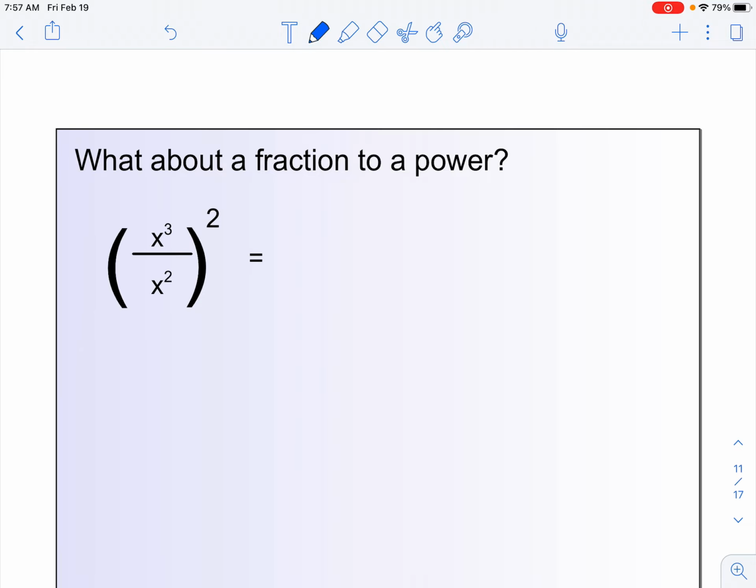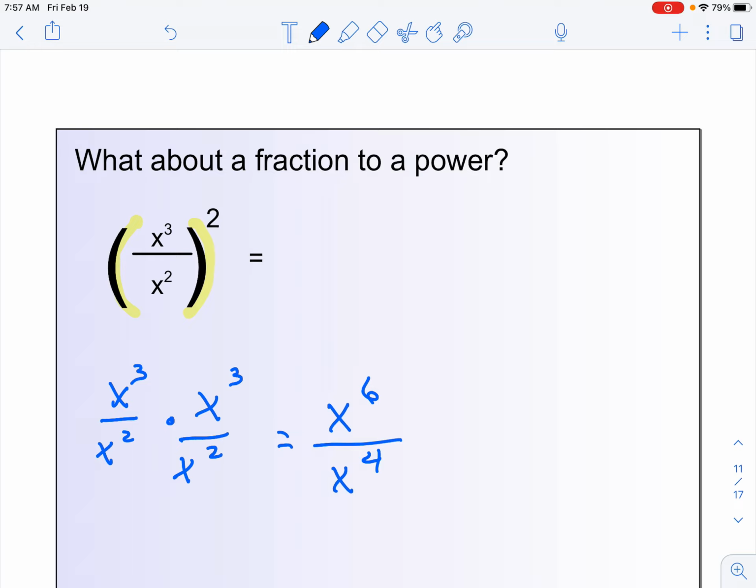Well, remember what this means when we're raising something to a power. All of that is being multiplied together twice. So if I wrote this out the long way, it would look like x to the 3rd over x to the 2nd multiplied with itself twice. That's what that would look like. Well, you know how to multiply those fractions together using our properties of fractions and powers. That would give us x to the 3rd times x to the 3rd, which is x to the 6, again adding those exponents. And x to the 2nd times x to the 2nd is x to the 4th.